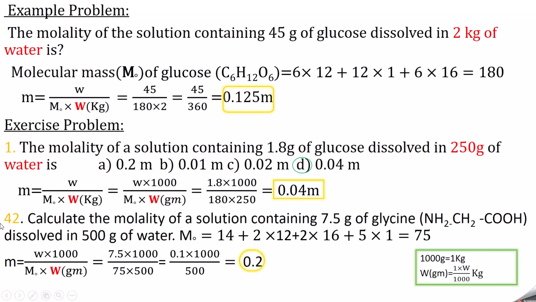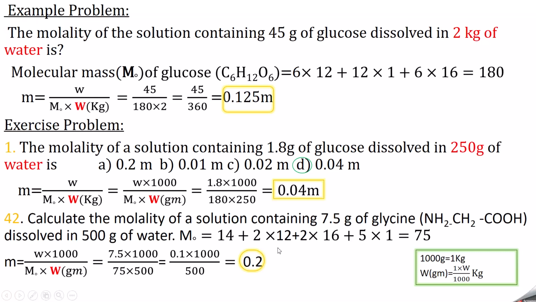Molality. The next question, number 42 in your book. Calculate the molality of a solution containing 7.5 gram of glycine, whose formula is NH2CH2COOH, dissolved in 500 gram of water. Here the solute is glycine and the solvent is water. So the solute glycine formula is given. You have to find out its molecular weight.